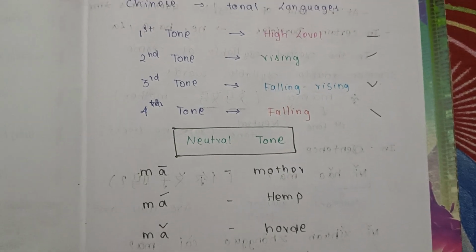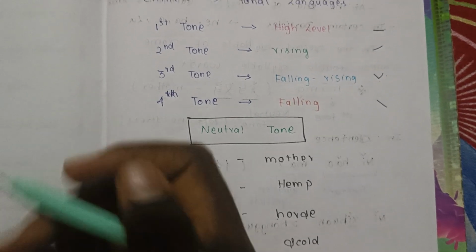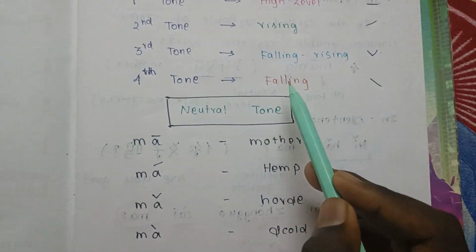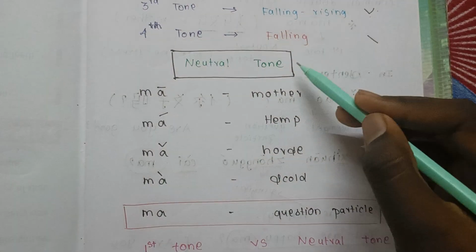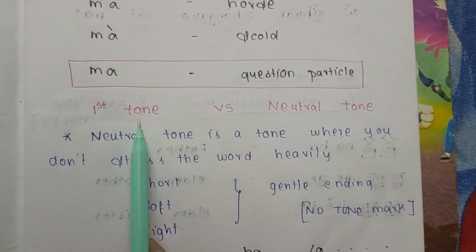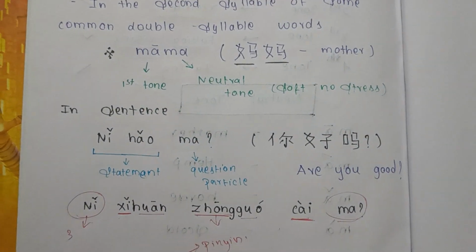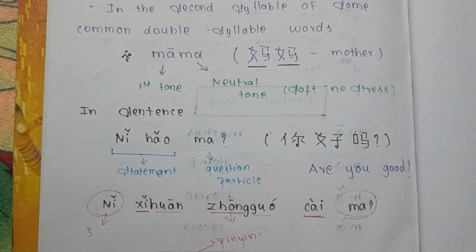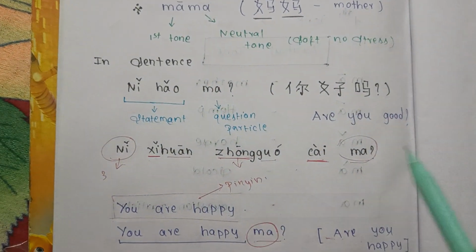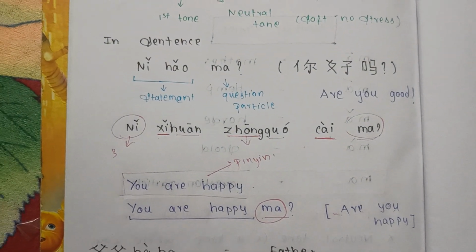Okay, now let's recap this lesson. In today's class we have learned what tones are: first tone high and level, rising, falling and rising, and falling. We have learned what the neutral tone is, how to pronounce it, the difference between the first tone and the neutral tone, and the importance of the neutral tone. We have also included Chinese grammar, which is a very important thing to speak in Chinese.